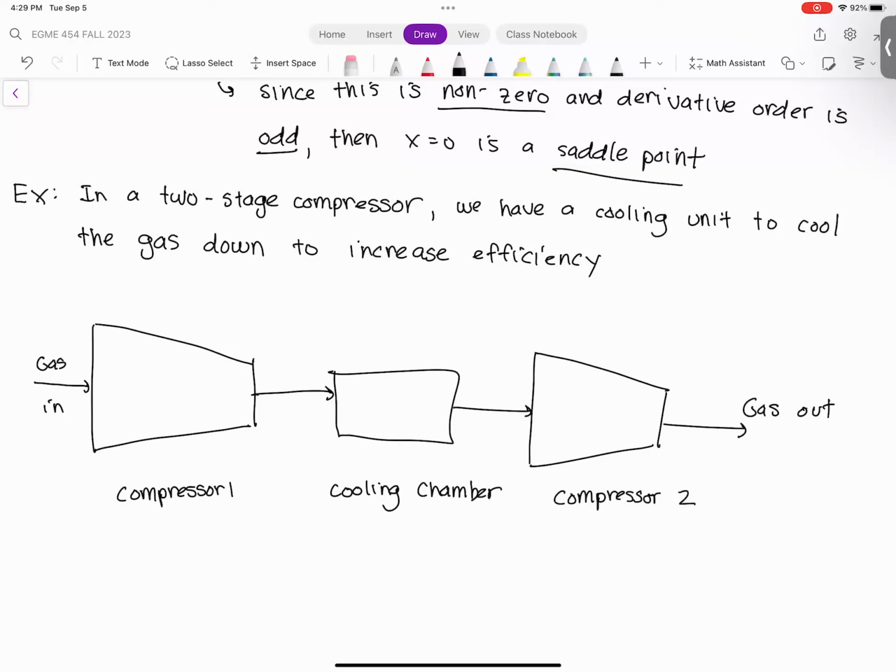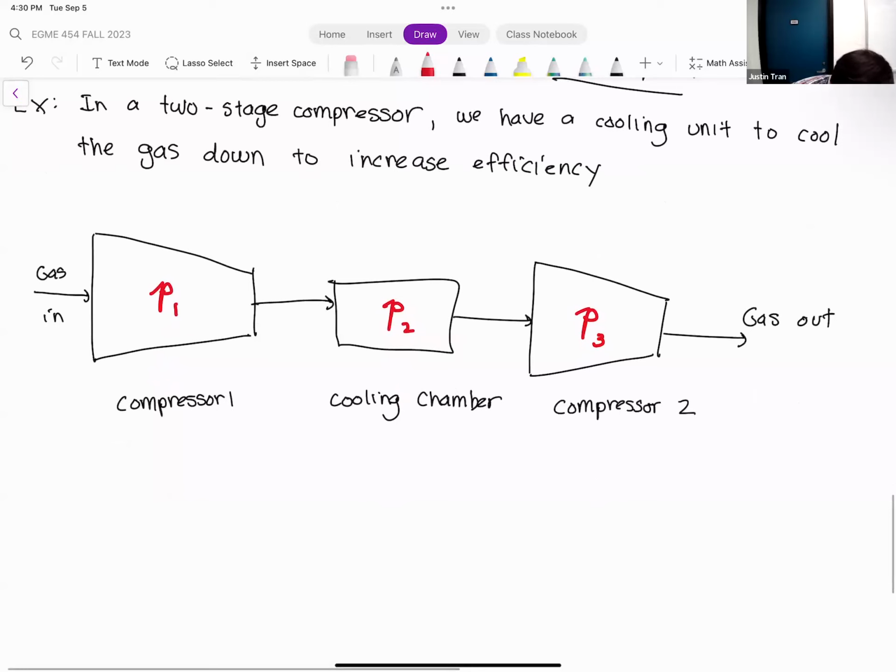At each stage of this process, we can characterize what the average pressure of the gas is going to be. Okay? And so in compressor 1, we have P1. In the cooling chamber, we'll call that P2. And in compressor 2, we'll call that P3. So P1, P2, P3 are average gas pressures.